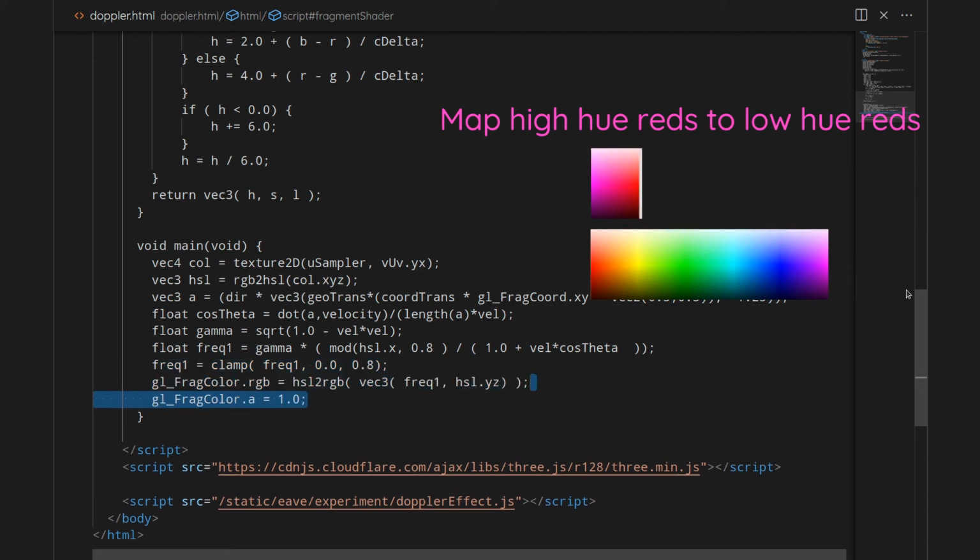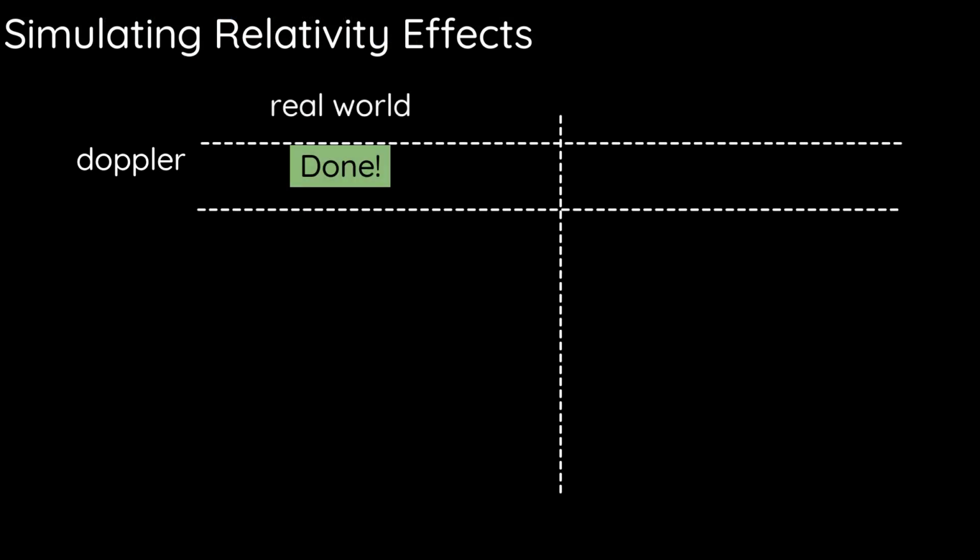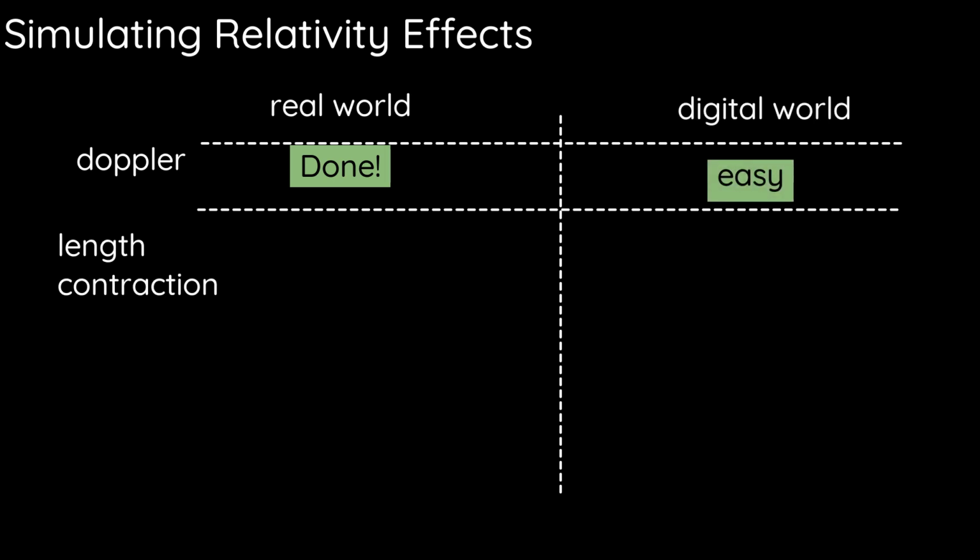So with special relativity, there are a few other aspects that we could look into in the future. Today we did the Doppler effect with the real world. I also wanted to look into whether we can do length contraction, and I think that's possible, but I think it'll be a little bit messy. I don't think it'll look as nice as I would like. We can also apply these effects in the digital world too.